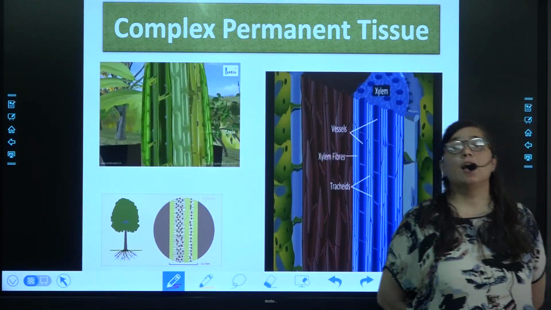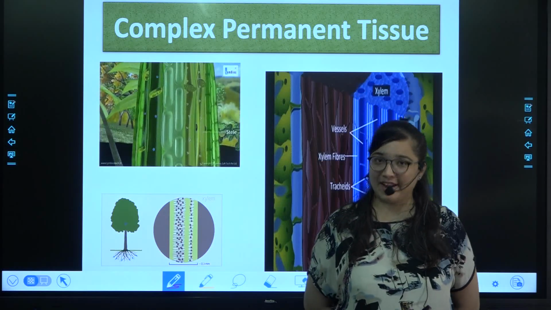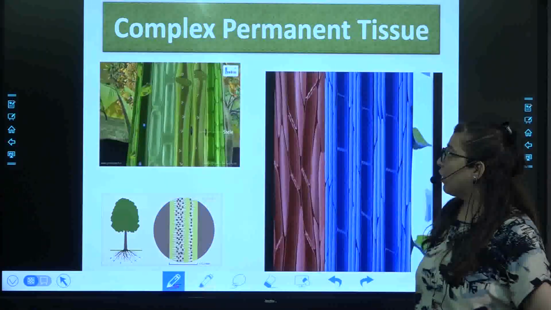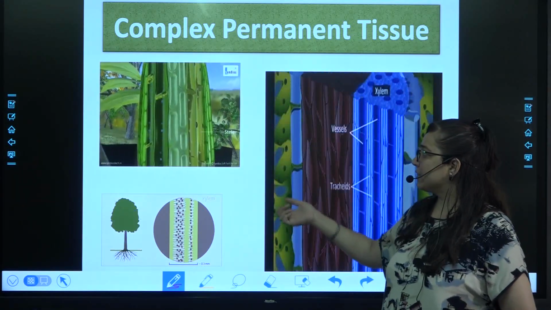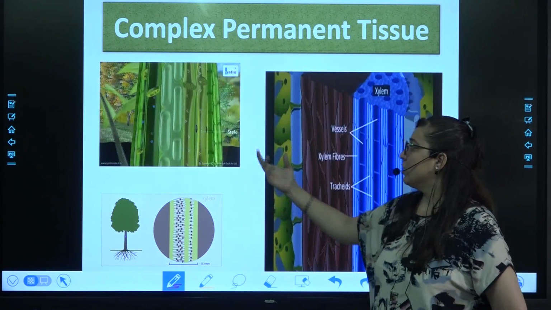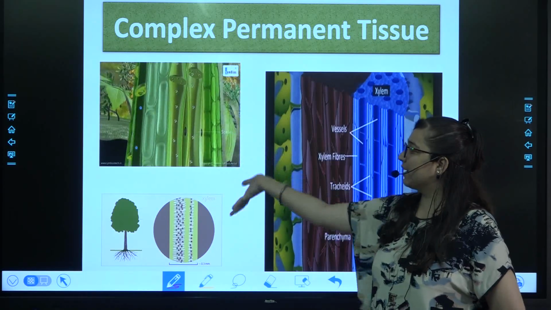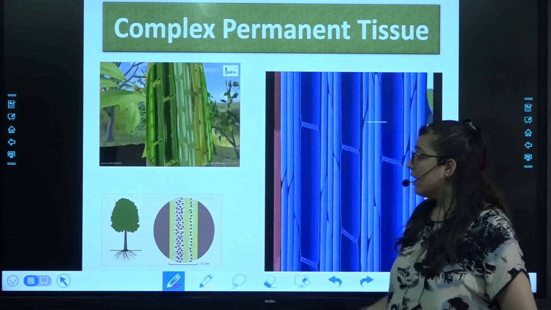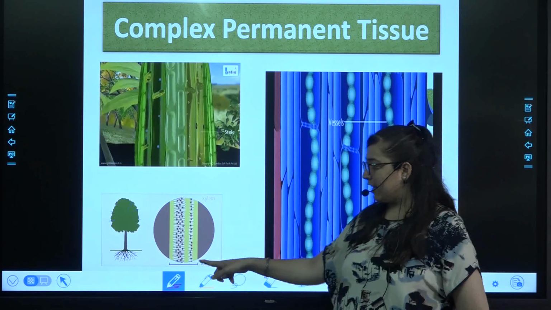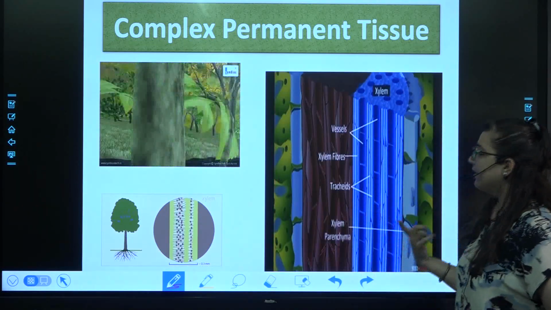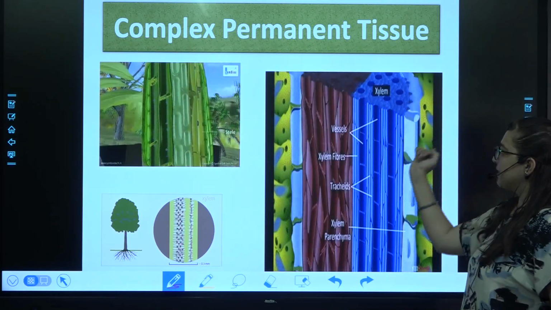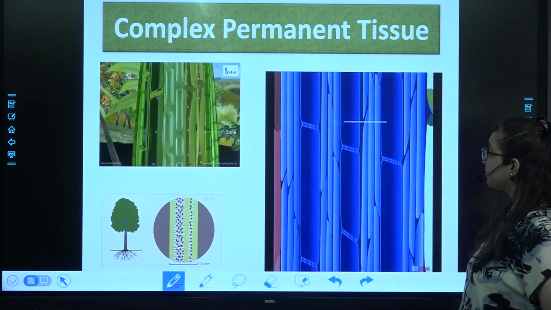Here you can see about xylem fibers, how actually the xylem is. First of all, just have a look at this. Inside any particular plant, you can see there is a conduction. So for xylem and phloem, in this way the conduction occurs. If we talk about xylem, then in xylem, only in one direction there will be flow. And here is about the xylem, xylem vessels, xylem fibers.